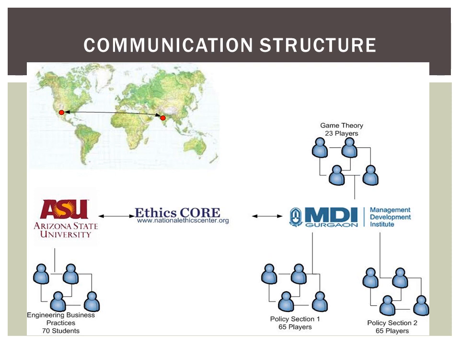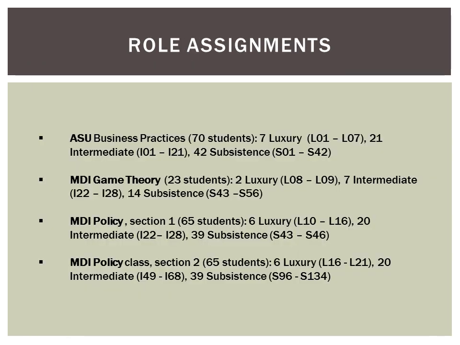Keep in mind that a positive outcome of the game for everyone will likely involve effective communication between players in all classes. Here are the specific role assignments for this game. In the ASU Business Practices class, there are a total of 70 students. So that's 7 luxury players, 21 intermediate players, and 42 subsistence players. You can see the specific role assignments in the parentheses.